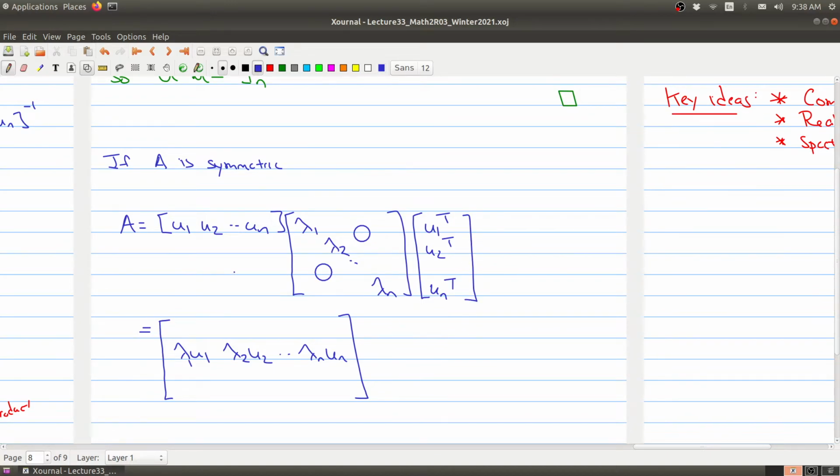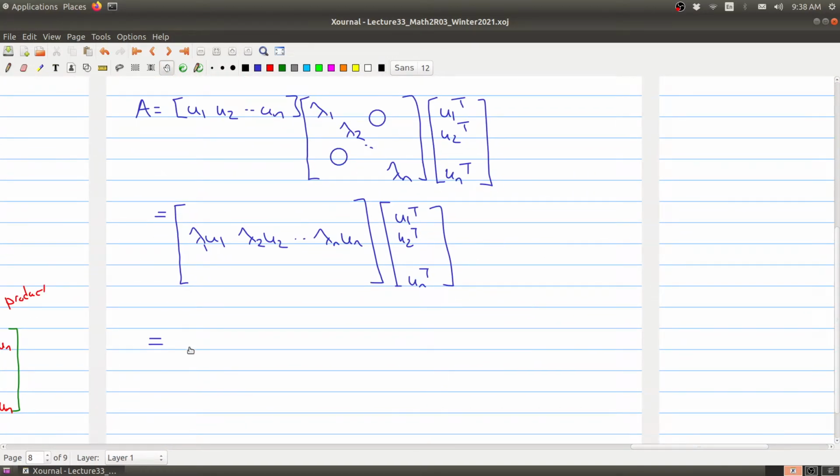And then we expand it out. So if you're taking the first row and multiplying it by lambda_1, what it does is it scales the first column by lambda_1. The lambda_2 here scales the second column by lambda_2. And I still have u_1 transpose, u_2 transpose, up to u_n transpose. And when I expand this part out, what I get is lambda_1 times u_1 times u_1 transpose.